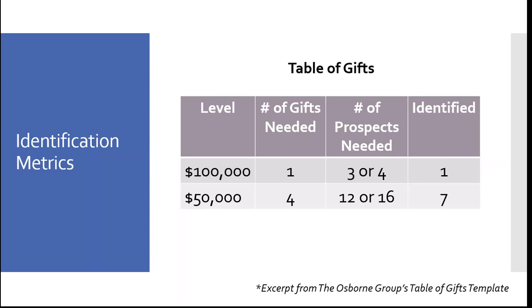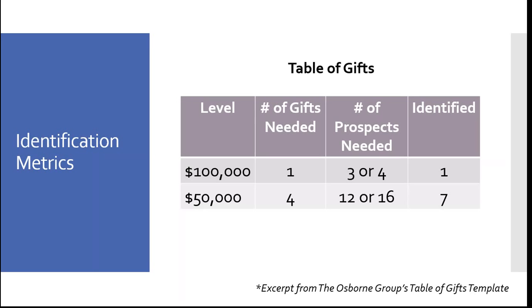A lot of you are familiar with the table of gifts, so I won't go into a lot of detail, but for those of you who are new to a table of gifts, it's basically a tool that allows us to say, here's our goal, here's the amount of money we need to raise, and given that, we need X number of gifts at various levels to reach that goal.